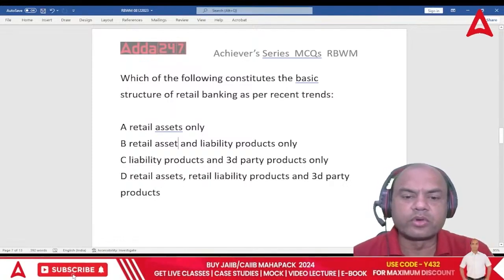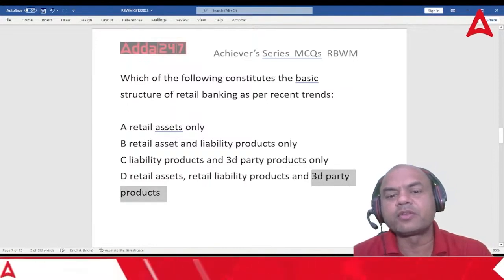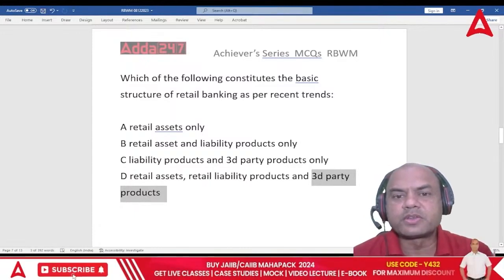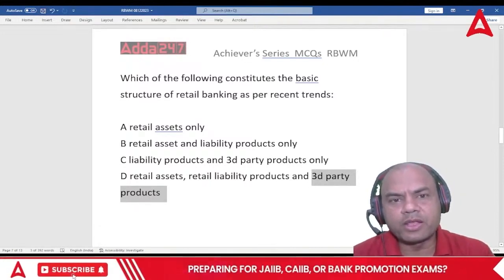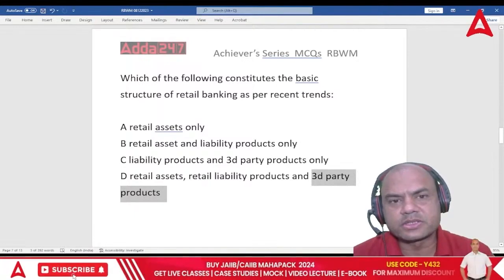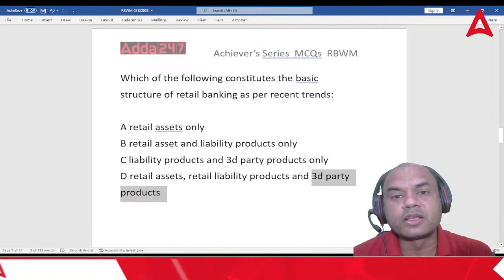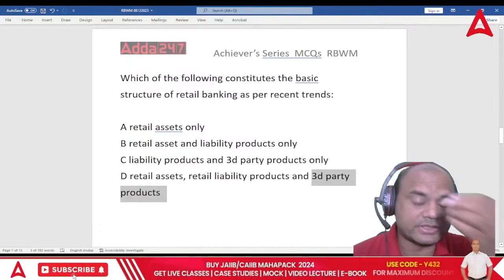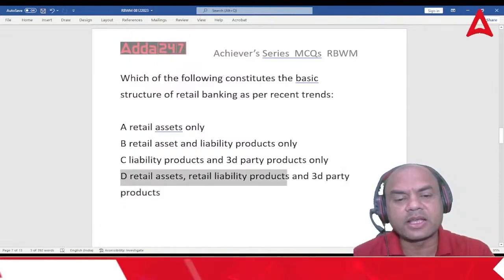Simple one, isn't it? Don't you sell insurance today? Your main job is insurance selling now. Many of the bankers tell me that we are less of the bankers and more of the insurance sellers, right? Everyone is selling insurance only today. I go to the bank for FD, I come out with insurance. I go to the bank for savings, I come out with insurance. I go to the bank for depositing the cash, I come out with insurance. That's the same. So it is all of these three: retail assets, retail liability, and third party.